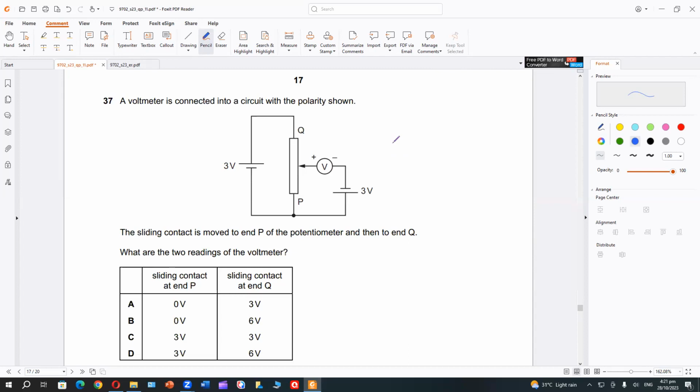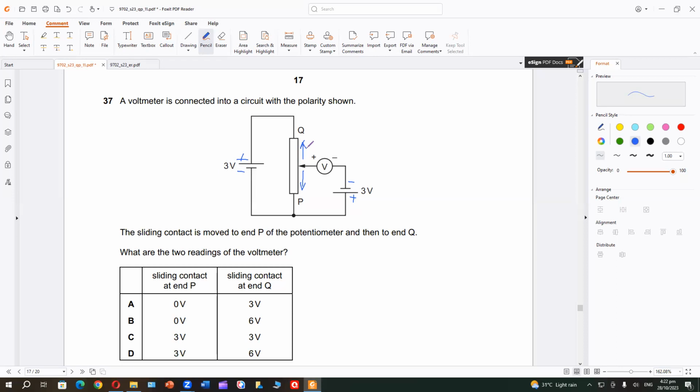A voltmeter is connected into a circuit with the polarity shown. This is plus, this is minus. It's also looking like a potential difference, and the cells are in opposite polarity. The sliding contact is moved to NP, moving this towards down, and then to NQ. First it goes down and then it goes up. What are the two readings of the voltmeter?